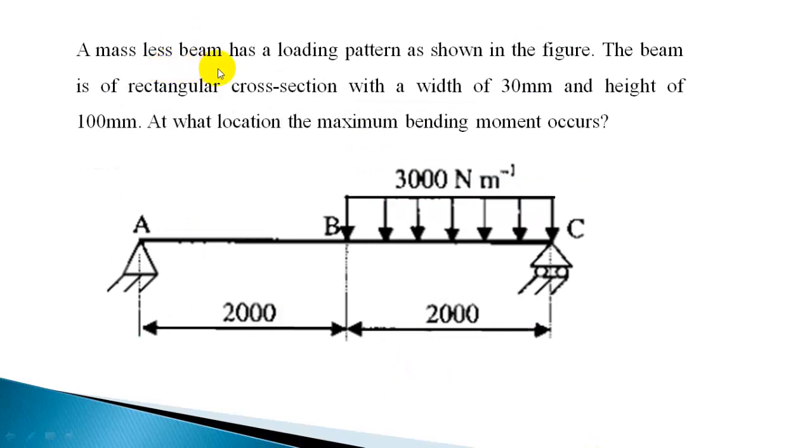A massless beam has a loading pattern as shown in the figure. The beam has a rectangular cross section with a width of 30 mm and height of 100 mm. At what location does the maximum bending moment occur? Now it is subjected to a UDL of intensity 3000 Newton per meter, and it's a simply supported beam with a total span of 2000 plus 2000, 4000 mm.